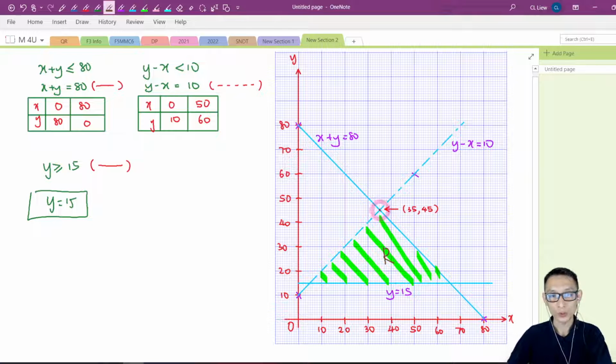So you will notice that this is a maximum point, right? And this is 35 and 45. But is the answer 45? No, it's not correct. Why?